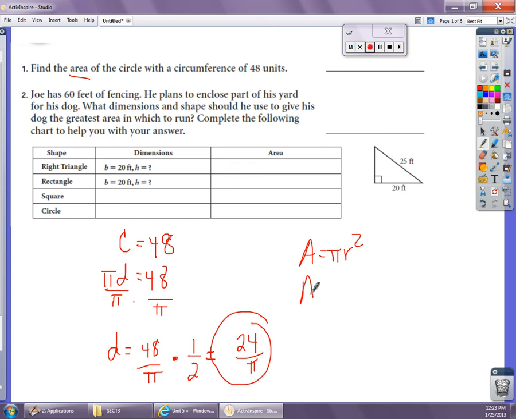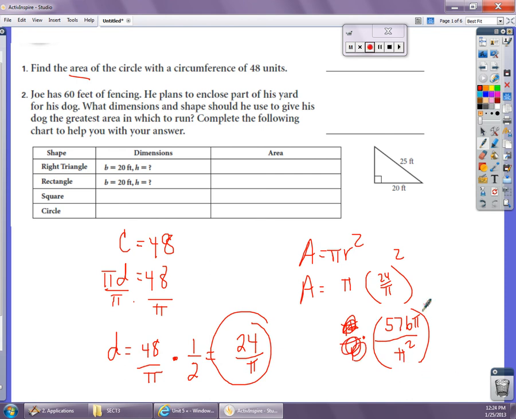Now I'm going to plug that radius in. Remember, we have to square this entire radius, so you get 24 squared and pi squared. 24 squared is 576, and pi squared is just pi squared. Then you have to multiply this times pi. When you multiply by pi, 576 times pi is 576 pi, and 1 times pi squared is pi squared.